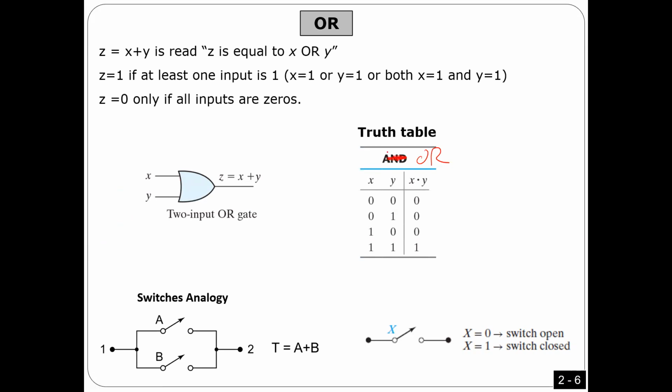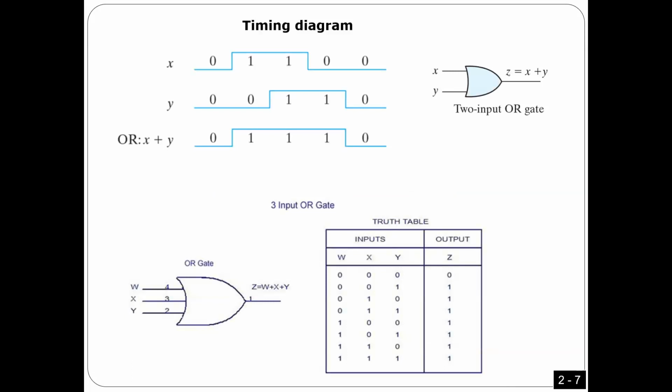Let's correct this because this is for AND. So here, the only way to get a 0 is when the two inputs are zeros. So this is correct. Now, if only one input is 1, I'm going to get 1. It's enough to have one input. Here, 1, so 1. 1 and 1, I'm going to get 1 here. So it should be 0, 1, 1, 1. Please correct it. I already corrected it and uploaded the new slide, but this is the old one. Any questions? Same thing again.